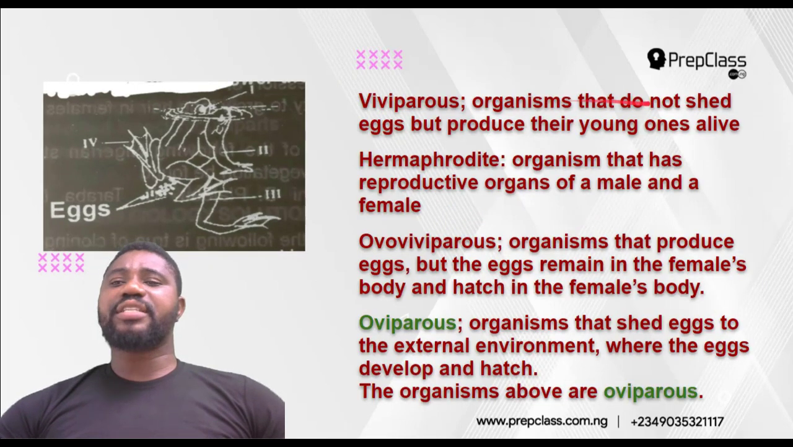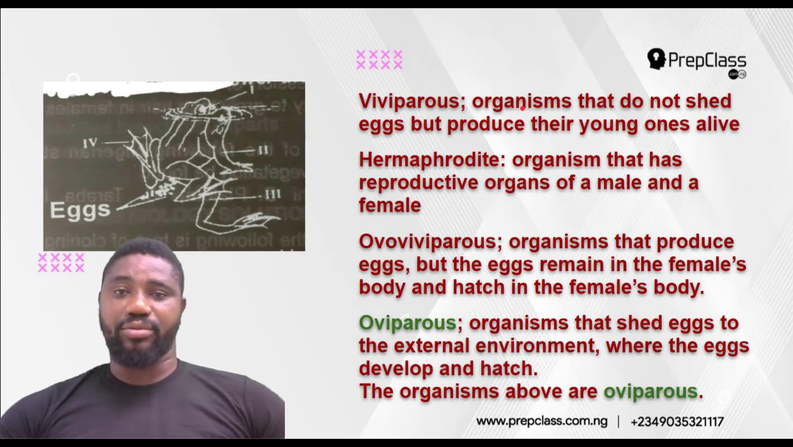Viviparous. Organisms do not shed eggs but produce their young ones alive. So viviparous organisms are organisms that do not lay eggs, e.g. mammals. They don't lay eggs, rather they produce their young ones alive.